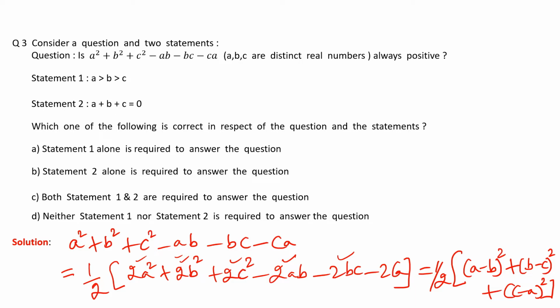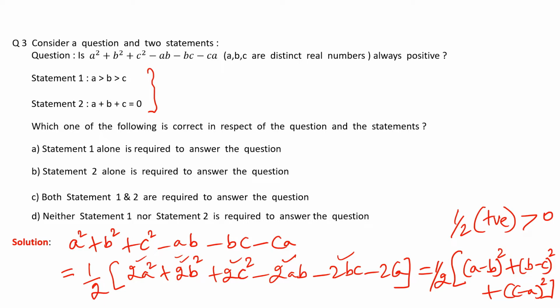It is given to us that a, b, c are unequal. That means they are distinct real numbers. So obviously, this is half into a positive quantity. So it is strictly greater than 0. So that means there is no requirement of these two statements. Whether a is greater than b or less than b or greater than c or less than c does not affect the given expression. Similarly, there is no requirement of a plus b plus c to be 0.